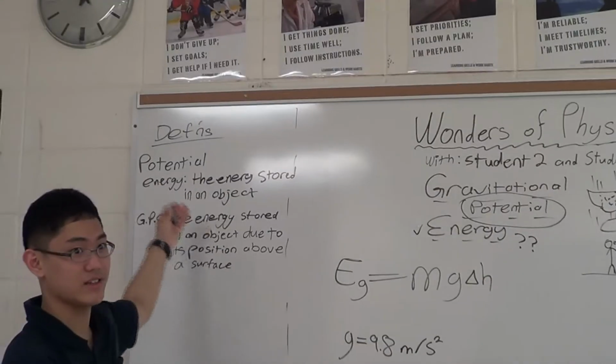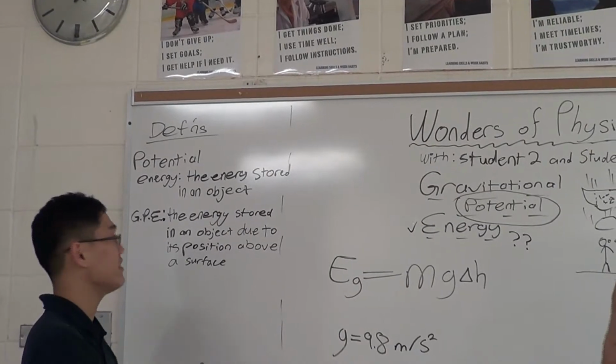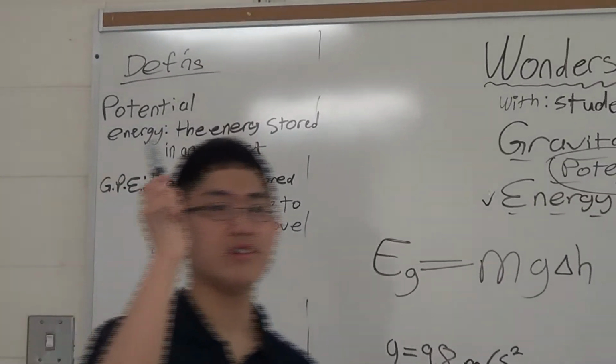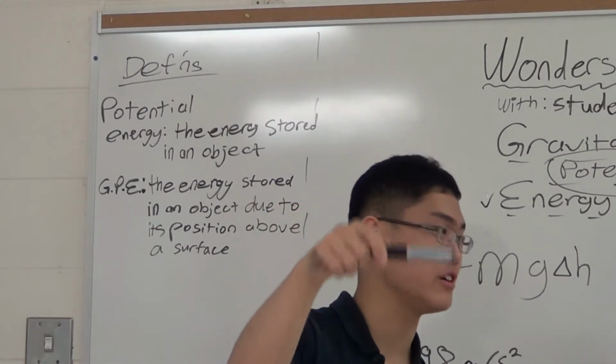Potential energy, as you can see on our official definition slide of the board here, is the energy that is stored in an object. For example, this marker has energy stored in it. Okay?